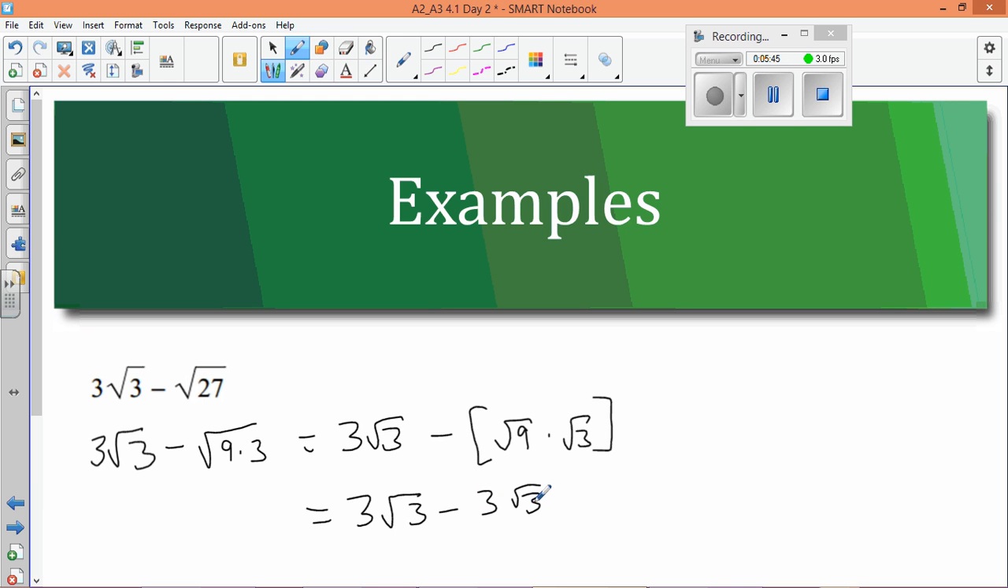It turns out that I'm subtracting 3 root 3 from 3 root 3, so my final answer is 0. Because if you want to think about this as subtracting the coefficients, 3 minus 3, 0 root 3 is still just equal to 0. So my final answer here is 0.